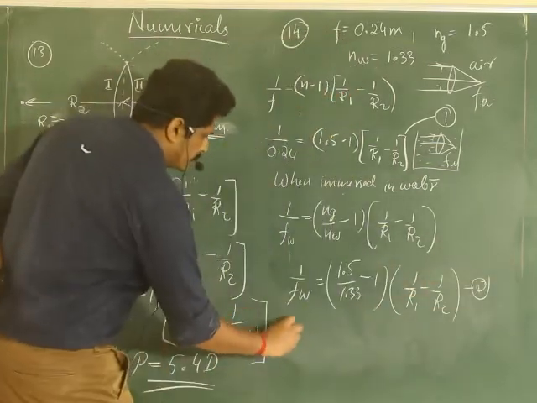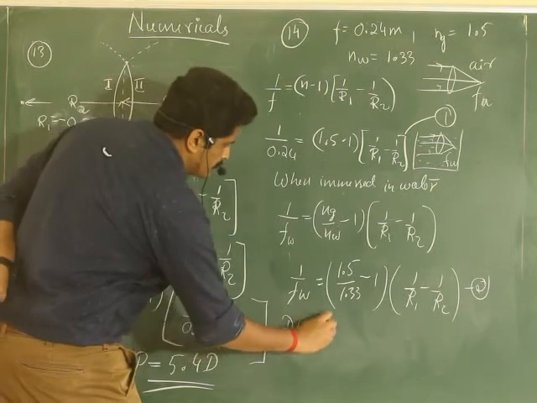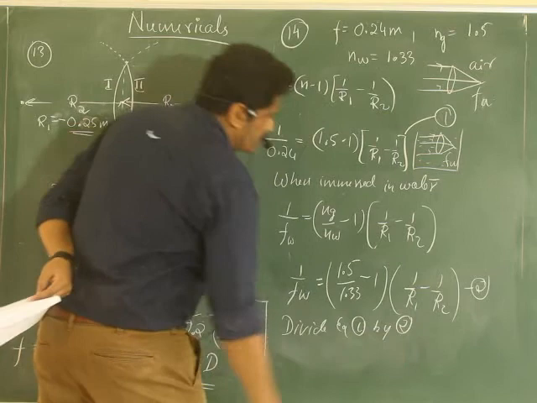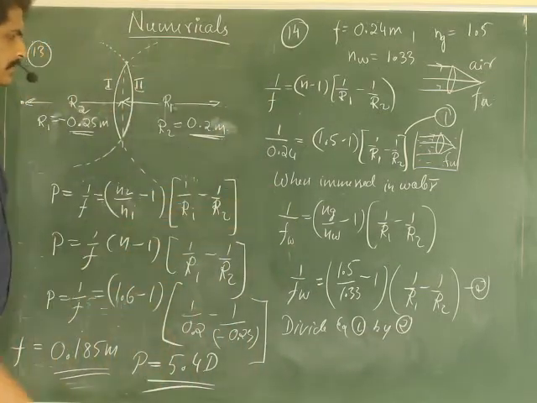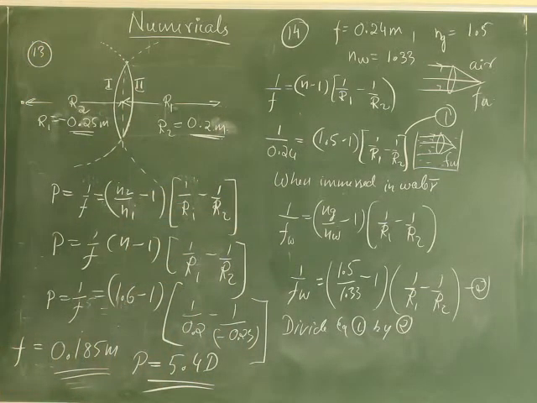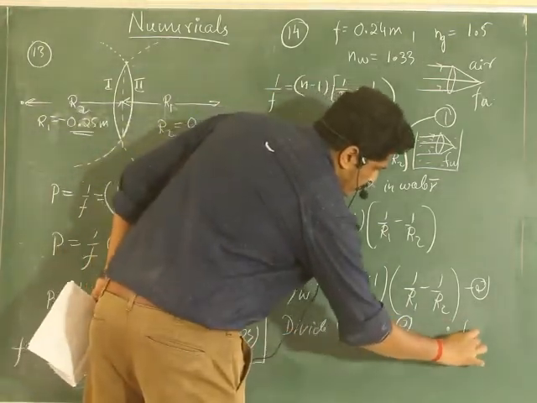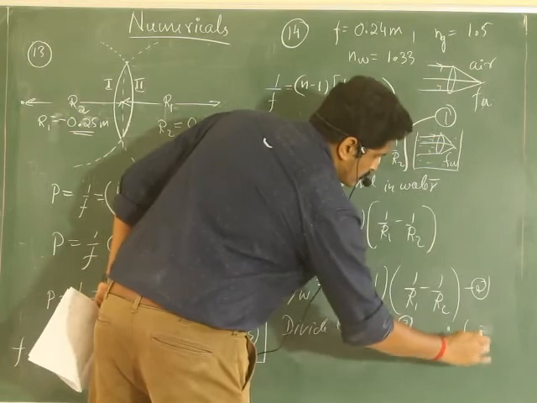Now let us divide. What you are supposed to do is divide equation 1 by 2. You can cancel some of the factors there. Which one? 1 by R1 minus 1 by R2 can be cancelled. So once you do that, finally the focal length FW, calculate. Okay, you will get the answer.